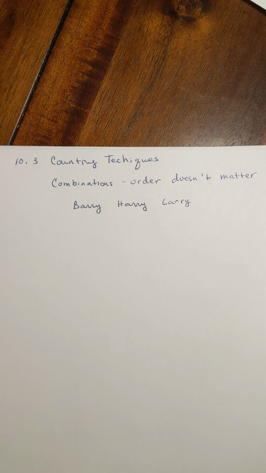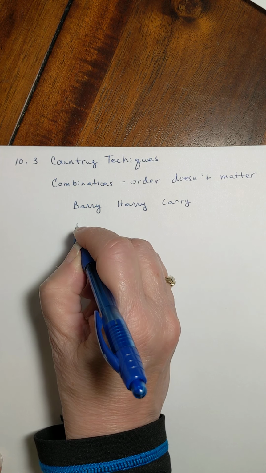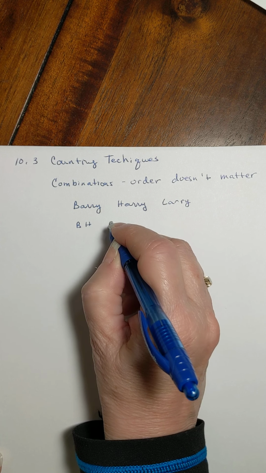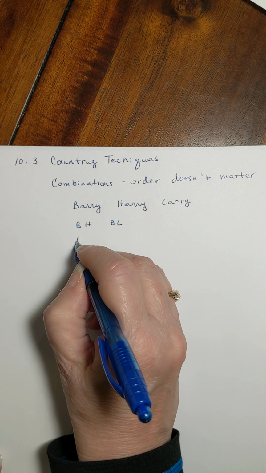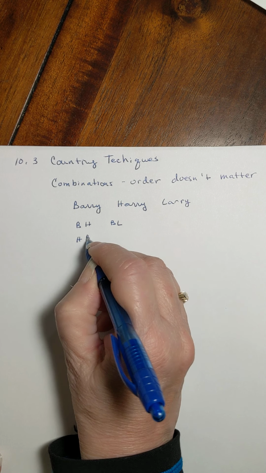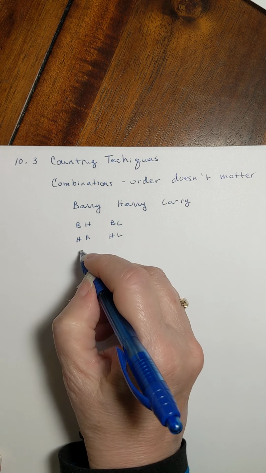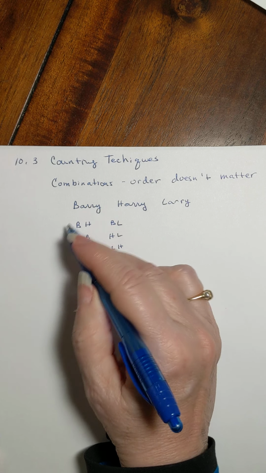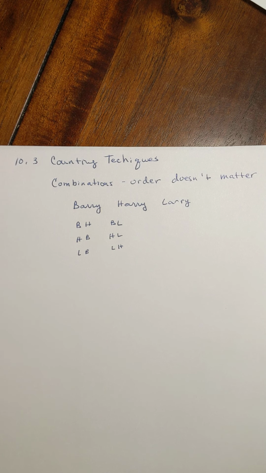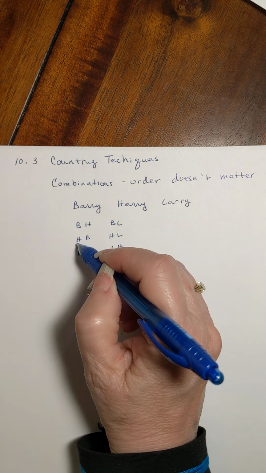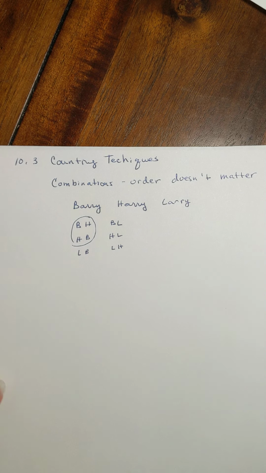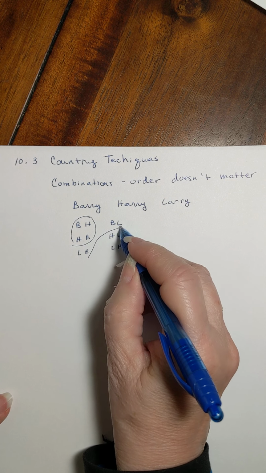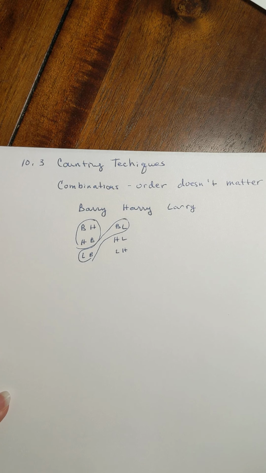It doesn't matter which order they're in, but I'm going to go ahead and show all the permutations. So I could either have Barry and Harry or Barry and Larry. Or I could have Harry and Barry and Harry and Larry. Or I could have Larry and Barry or Larry and Harry. So these are all of the permutations that I have. But notice, if the order doesn't matter, then these 2 are the same committee. These 2 are the same committee. And these 2 are the same committee.